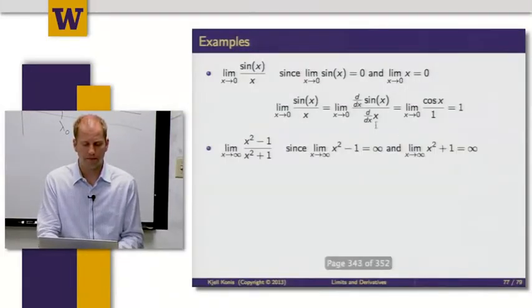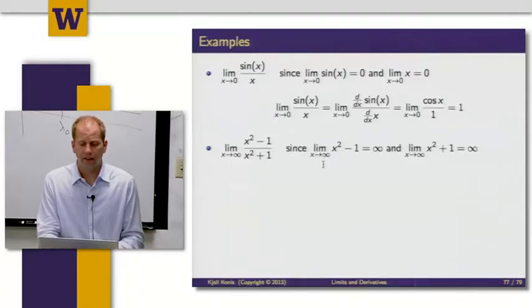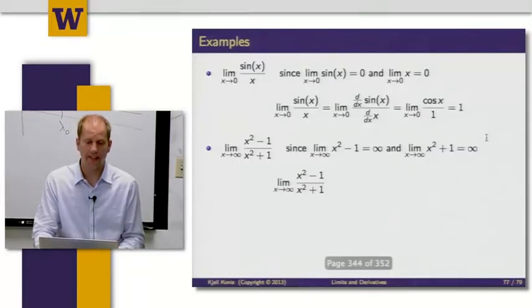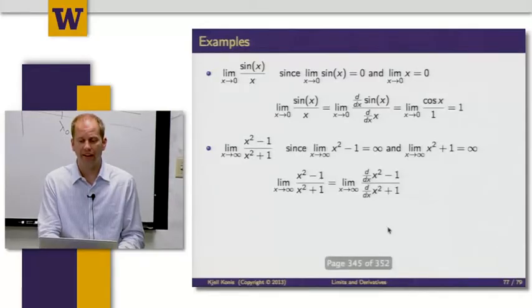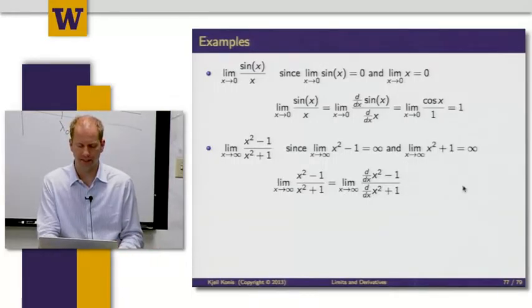Okay. So as another example, consider x squared minus 1 divided by x squared plus 1. And I want to look at the limit of this as x goes to infinity. So clearly the numerator is going to go to infinity and the denominator is going to go to infinity. If both of them go to infinity, I'm allowed to use l'Hopital's rule. And that tells me that this limit is equal to the limit of the derivative of the numerator divided by the derivative of the denominator as x goes to infinity.